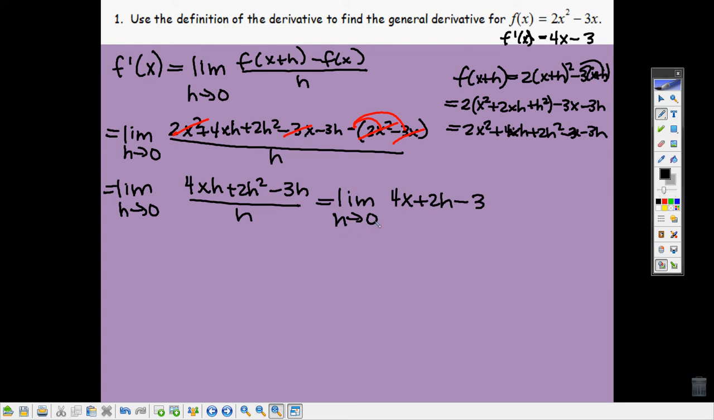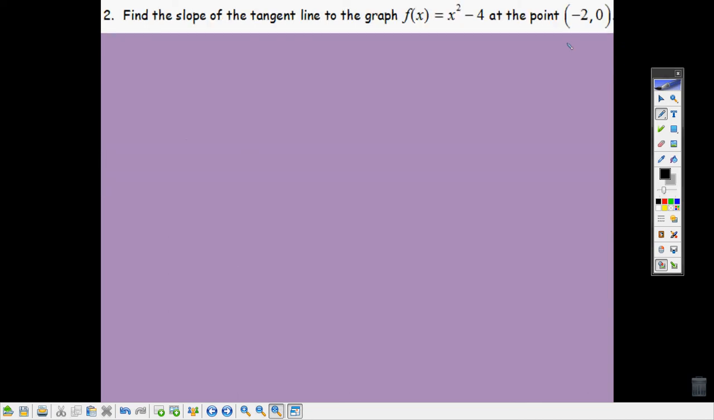Remember that h approaching 0 has no bearing on 4x, so the limit of a constant is the constant, plus 2 times 0 minus 3, which leaves me with 4x minus 3, which, given our basic differentiation rules, we already knew that's what we should have gotten. Number 2 says to find the slope of a tangent line to the graph f of x equals x squared minus 4 at the point negative 2, 0.